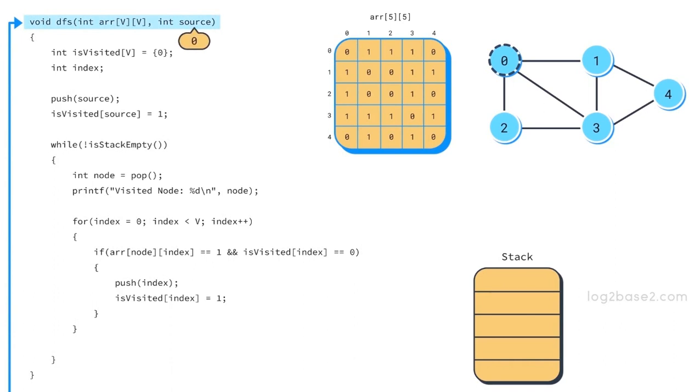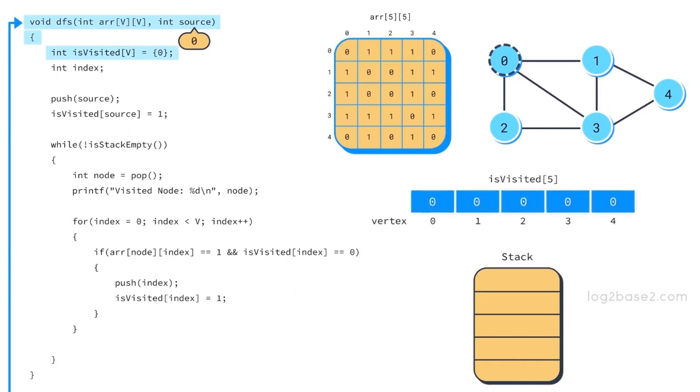And as we know, for DFS, we need two data structures, a stack and a visited array. So declare the array isVisited of size V, that is 5, and initialize to 0. Now declare another integer variable index. Now the first step is to insert the starting vertex into the stack and make it visited. So write push of source. So 0 is inserted into the stack. Now make it visited in the isVisited array. So isVisited of source, that is isVisited of 0, is equal to 1.